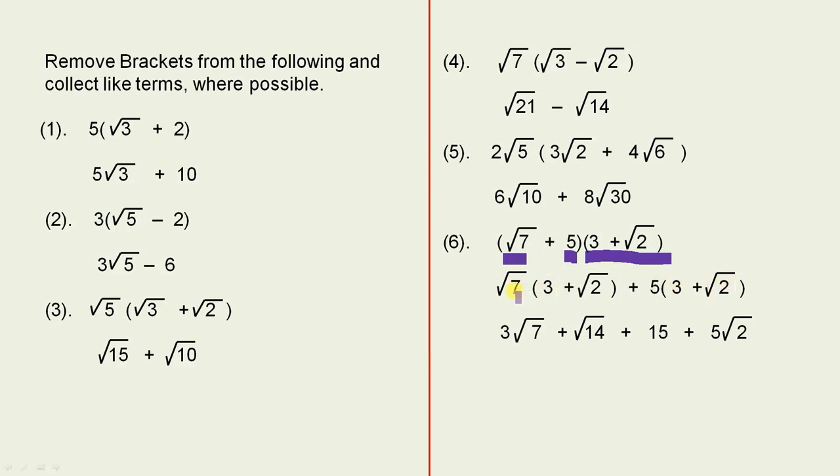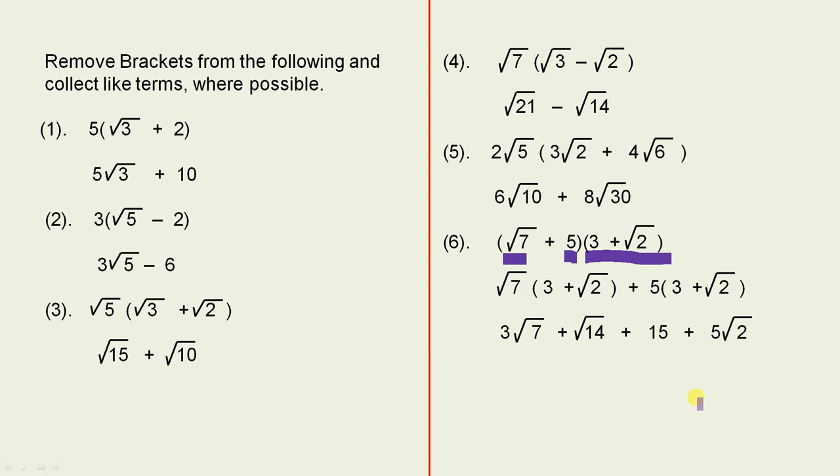Now it's quite straightforward. Multiplying those two together gives you 3 the square root of 7. Multiplying this term by that gives you the square root of 14. 5 3's are 15. And 5 times the square root of 2 is 5 the square root of 2.